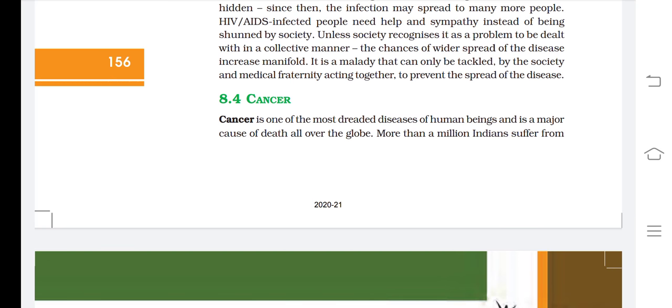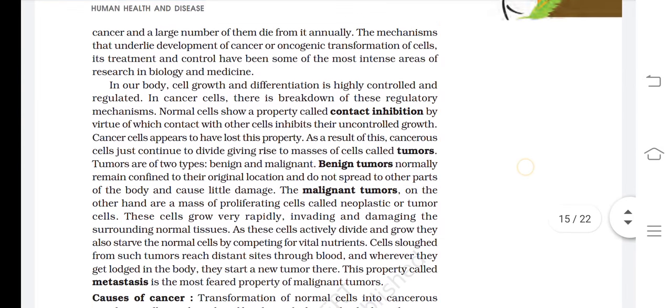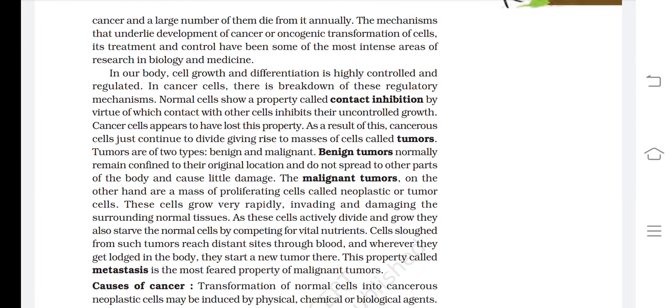Cancer is one of the most dreaded diseases of human beings and is a major cause of death all over the globe. More than 1 million Indians suffer from cancer, and a large number of them die from it annually. The mechanisms that underlie development of cancer or oncogenic transformation of cells, its treatment and control have been some of the most intense areas of research in biology and medicine.